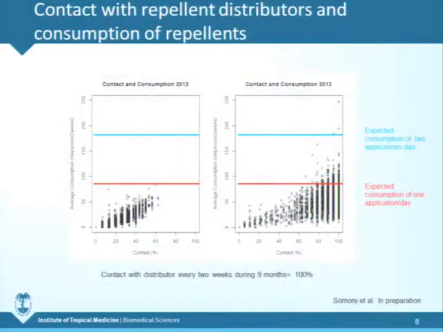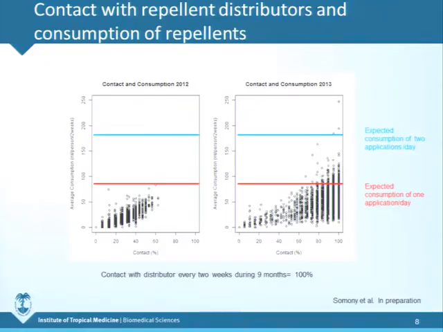So this gives you an idea of the contact with the repellent distributors. We estimate about 100% contact if the distributors are in contact with the households every 2 weeks during about 9 months. And you can see that during the first year the number of contacts was not so high, but still we achieved that everybody knows about it, but this was considerably improved during the second year.